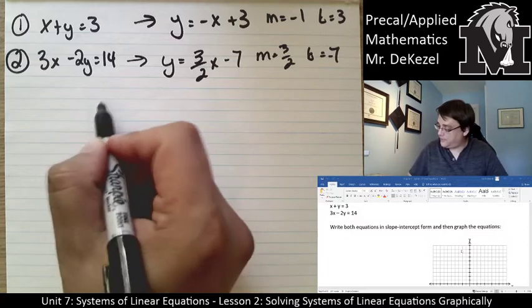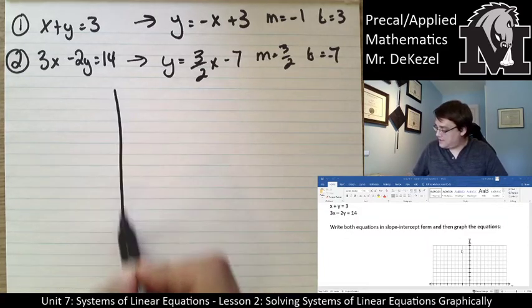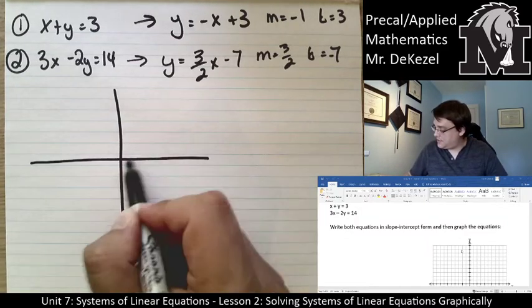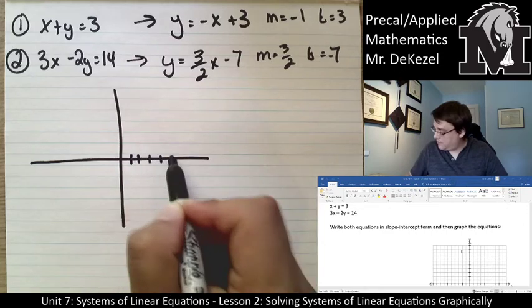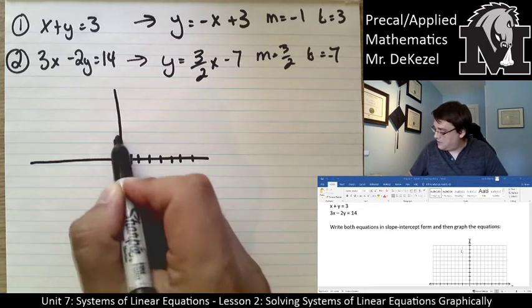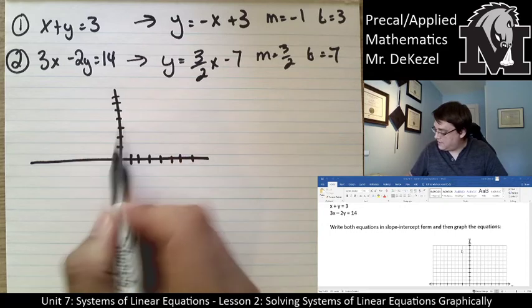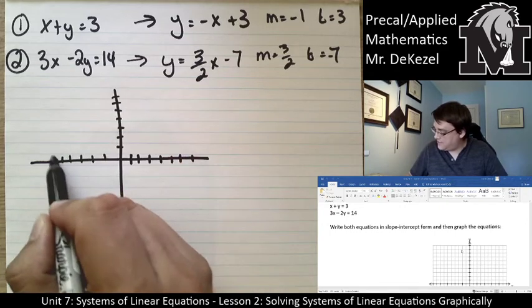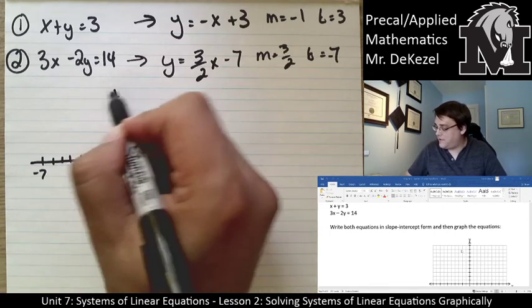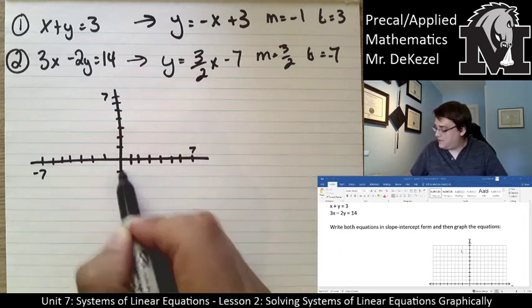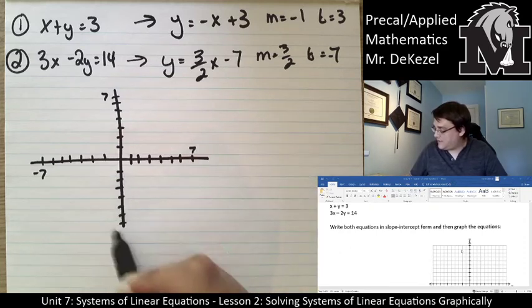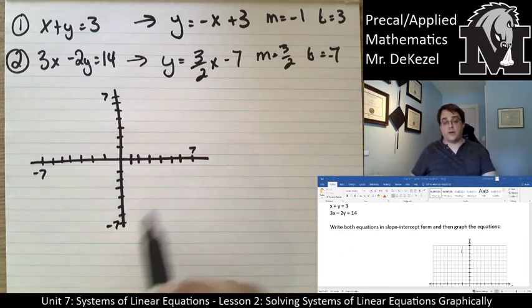Let's do that here. We're going to graph this system up to 7 here. 1, 2, 3, 4, 5, 6, 7 in each direction. That's obviously negative, and this is positive, 1, 2, 3, 4, 5, 6, 7. That's again negative on the way down.